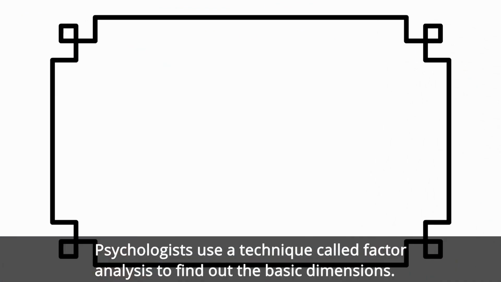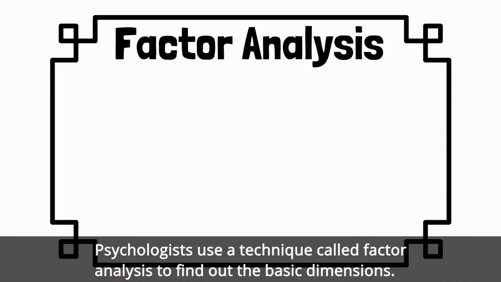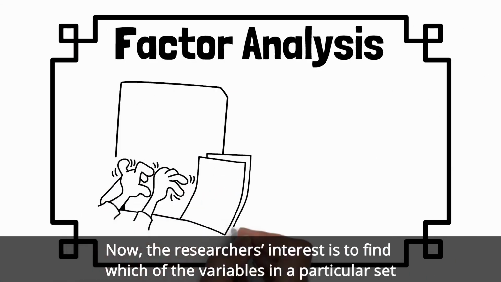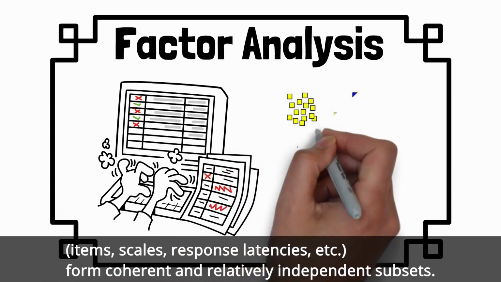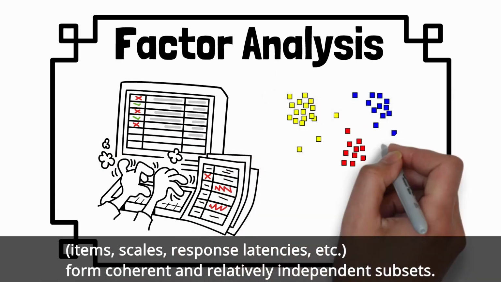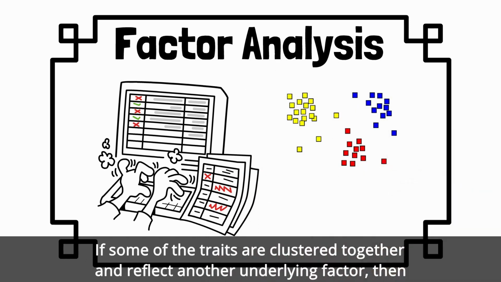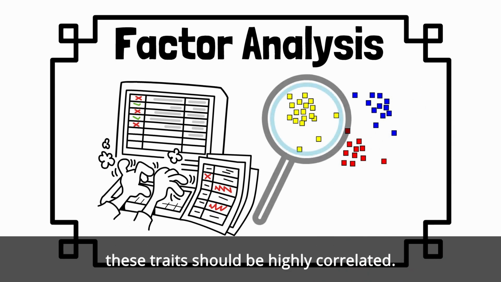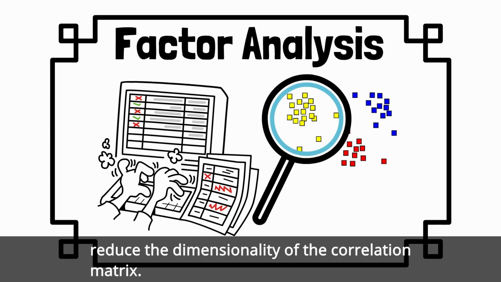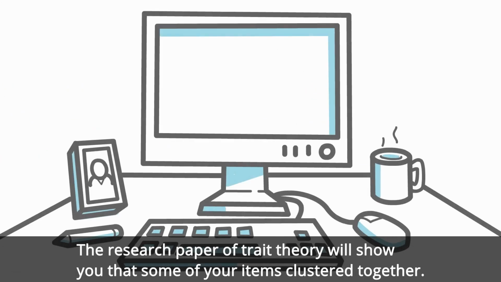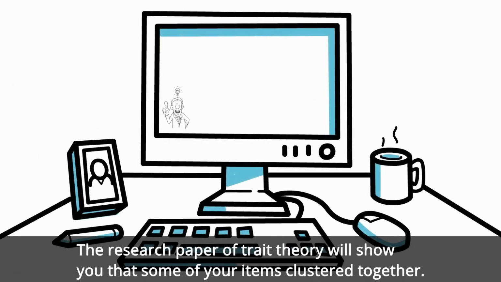Psychologists use a technique called factor analysis to find out the basic dimensions. Now, the researcher's interest is to find which of the variables in a particular set, items, scales, response latencies, etc., form coherent and relatively independent subsets. If some of the traits are clustered together and reflect another underlying factor, then these traits should be highly correlated. To put it simply, factor analysis helps us to identify such clusters so that we can reduce the dimensionality of the correlation matrix.